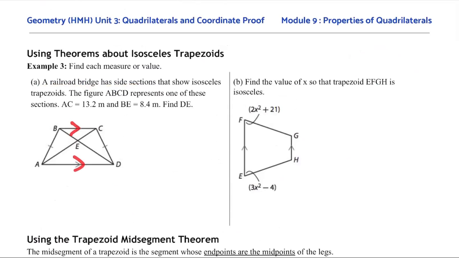So these two are parallel. These legs are the same, right? ABCD represents one of these sections. And then AC is 13.2 and BE is 8.4, right? And how do I do that? Let's try to find DE and find the value of X so that the trapezoid EFGH is isosceles.